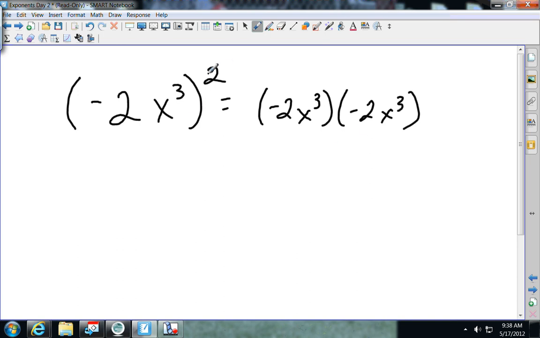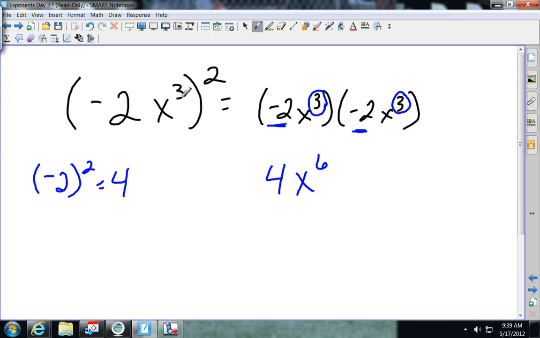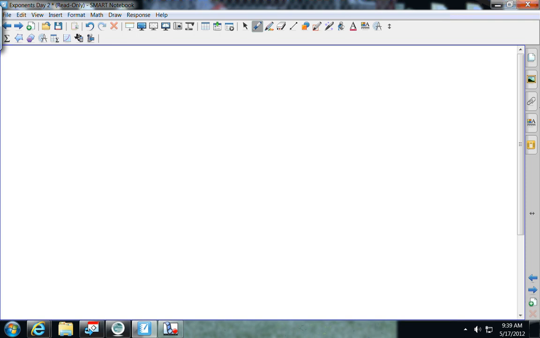Sometimes, especially when this exponent out here is smaller, it's easier to write it out to figure out what you're supposed to do. We're going to take negative 2 times negative 2, which is 4, and x to the, add these exponents, x to the 6th power. If you did it without writing it out, you would see here that you have negative 2 squared, which is negative 2 times negative 2, which is 4, and then you multiply the exponents, which is x to the 6th. What if we went through and had this problem?